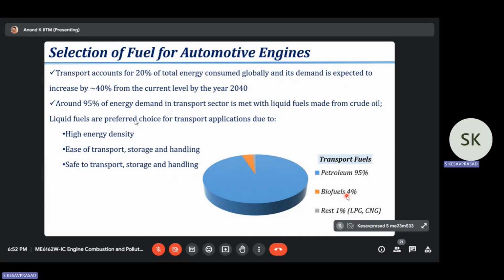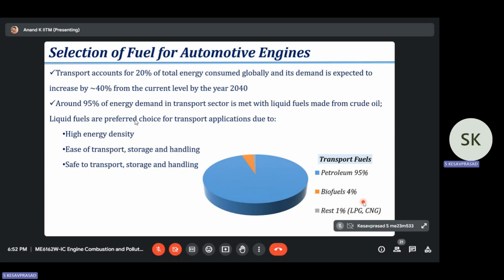So biofuel here primarily refers to ethanol and biodiesel, which are produced from renewable sources. Their contribution is also minimal. It's only 4%. The major contribution is from crude oil, gasoline for SI engines and diesel for CI engines. It's around 95%. Just the two put together, it's 99%. We use liquid fuel. Only a 1% share is gaseous fuel, LPG and CNG, liquefied petroleum gas and compressed natural gas.